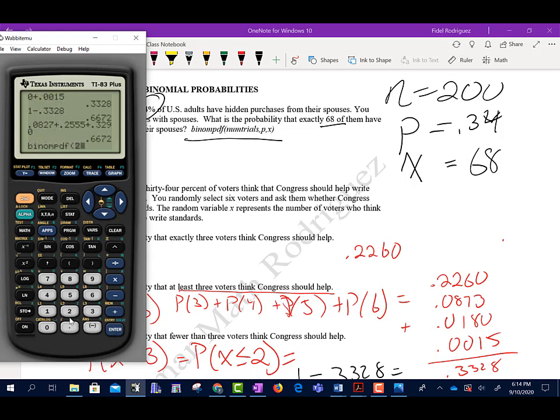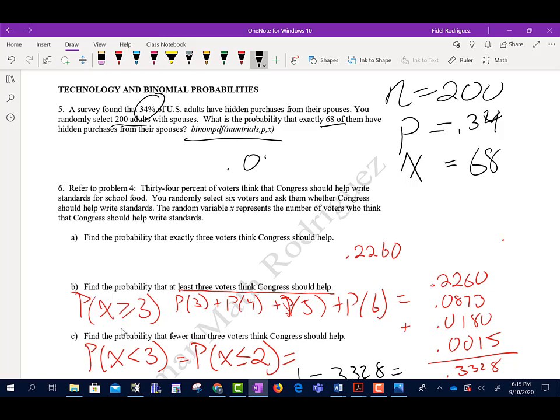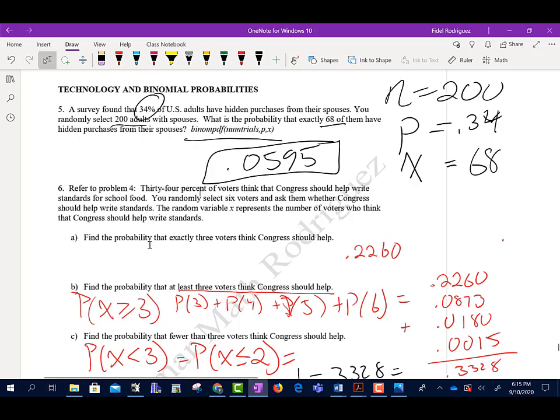My number of trials was 200, comma, 0.34, comma, and the number 68. Okay, close that up, hit enter, and I'm coming up with 0.0595. If I go to 4 decimal places, 0.0595. Okay, boom, there we go. All right, so we got that part done.